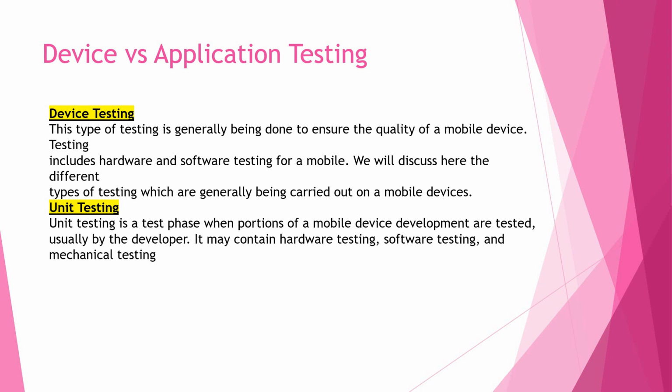This type of testing is generally done to ensure the quality of a mobile device. Testing includes hardware and software testing for a mobile. We will discuss here different types of testing which are generally carried out on mobile testing. We also have unit testing. Unit testing is a test phase when a portion of mobile device development is tested, usually by the developer. It may contain hardware testing, software testing, and mechanical testing.